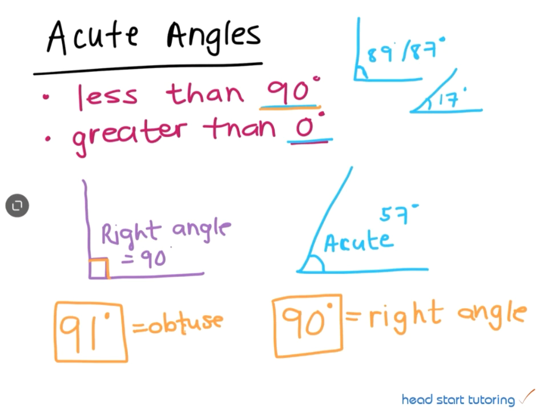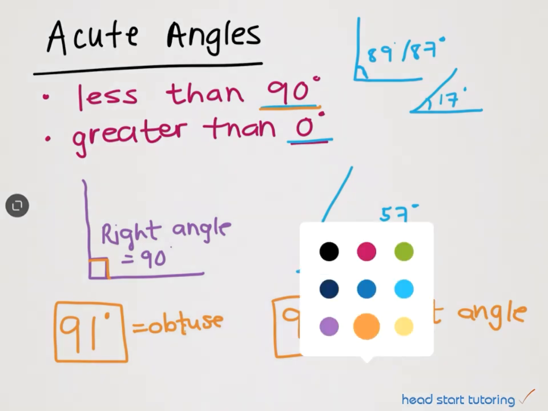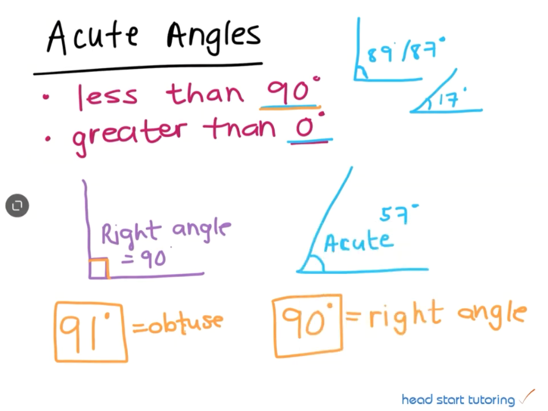Right, so if we are asked what type of angle is 89 degrees, that would be an acute angle because it is less than 90 degrees. So 89 degrees is an acute angle, as is 1 degree, because 1 degree is greater than 0.